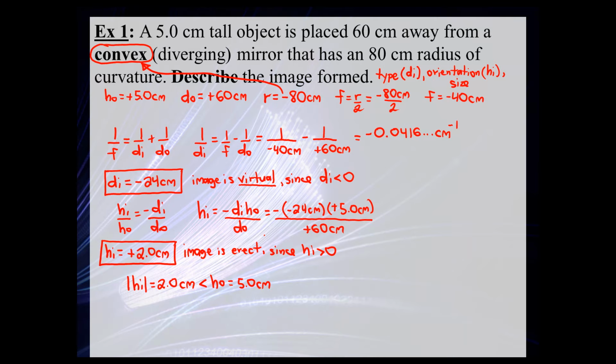If the image height is less than the object height, we can say the image is reduced in size. Again, it doesn't matter where you put this object in front of a convex mirror, you are always going to get this combination: virtual, erect, and reduced. Although, as I bring the object closer to the mirror, I would expect the size of the image to get a little bit bigger.